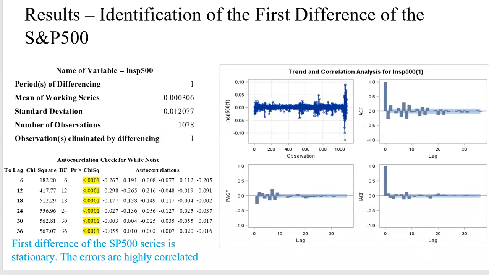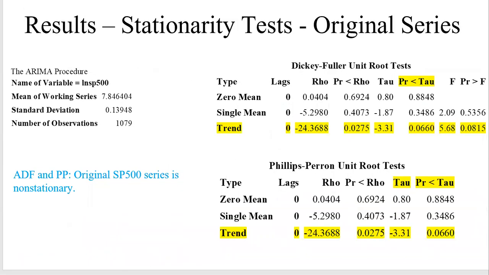The first difference of the S&P 500 series is stationary. The errors are highly correlated. As Preston said in the earlier slide, there are some seasonal effects, that is, there are some lags that are non-zero. Hence, we'll have to do 7-day seasonal differencing.